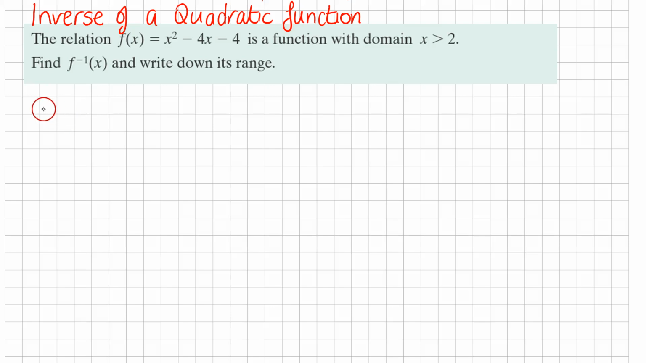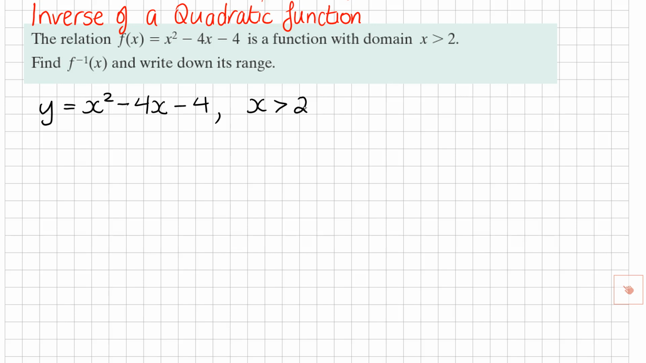Okay, so we're trying to get the inverse of this function. For simplicity, I'm just going to change f of x to y. So y equals x squared minus 4x minus 4. And they're saying, which is important here, that x is greater than 0. Or sorry, x is greater than 2.